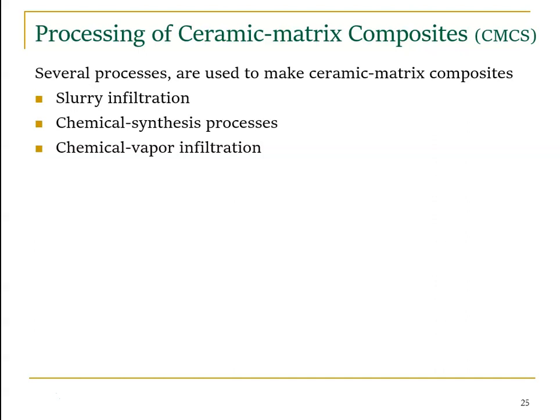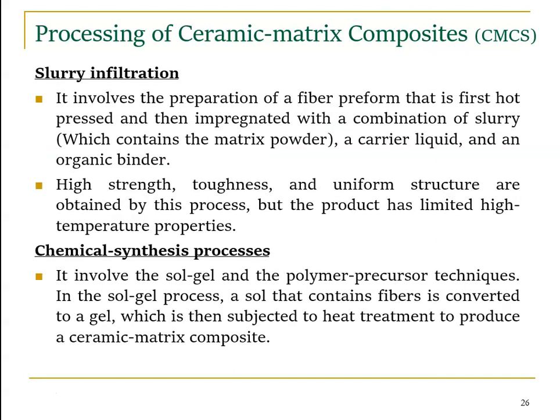One is slurry infiltration, second is the chemical synthesis process, and third is chemical vapor infiltration, right? Slurry infiltration involves the preparation of a fiber preform, which is first hot pressed and then impregnated with a combination of slurry, a carrier liquid and an organic binder. So it is a combination of matrix powder and carrier liquid such as an organic binder. We add fiber with the liquid binder, that is called slurry infiltration. High strength, toughness and uniform structure are obtained by this process, but the product has limited high temperature properties.